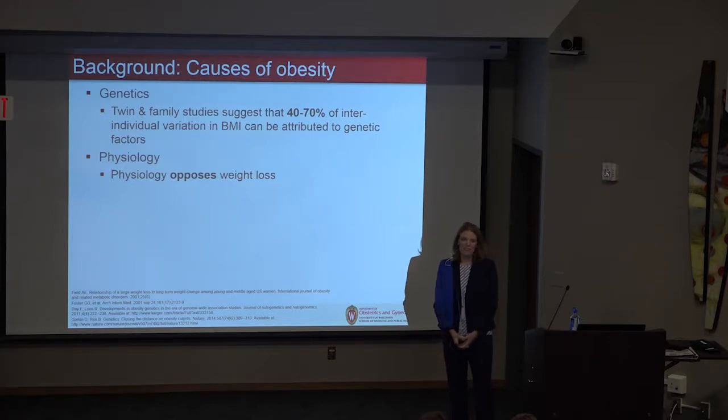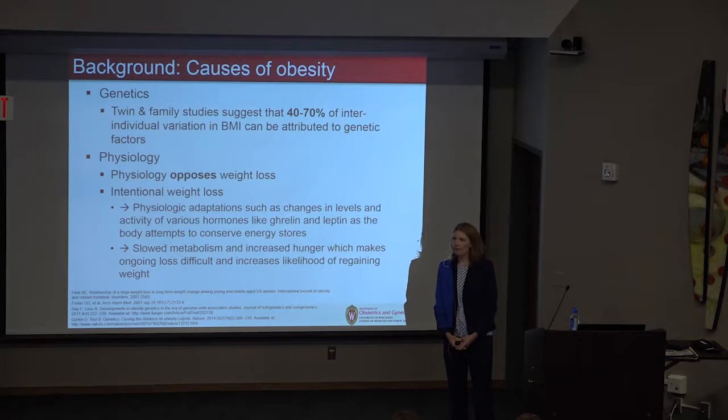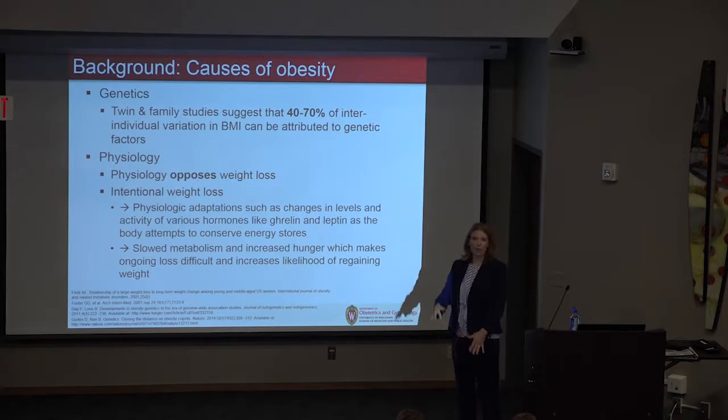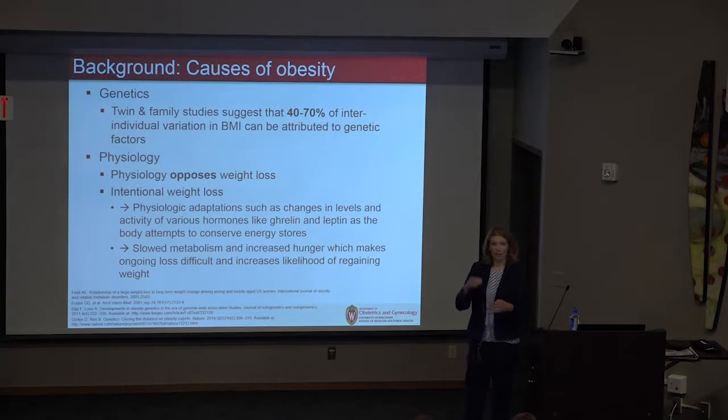The other issue is that physiology really opposes weight loss. Intentional weight loss can lead to physiologic adaptations such as changes in the activity of various hormones like ghrelin and leptin as the body attempts to conserve energy stores. Also, as patients start to lose weight, their metabolism itself slows down and hunger increases, which makes ongoing weight loss difficult and also makes it hard to maintain the weight. Once a patient reaches their goal and is willing to start letting up a little bit, they start getting hungrier and hungrier, and it can lead to that yo-yo weight up and down effect.